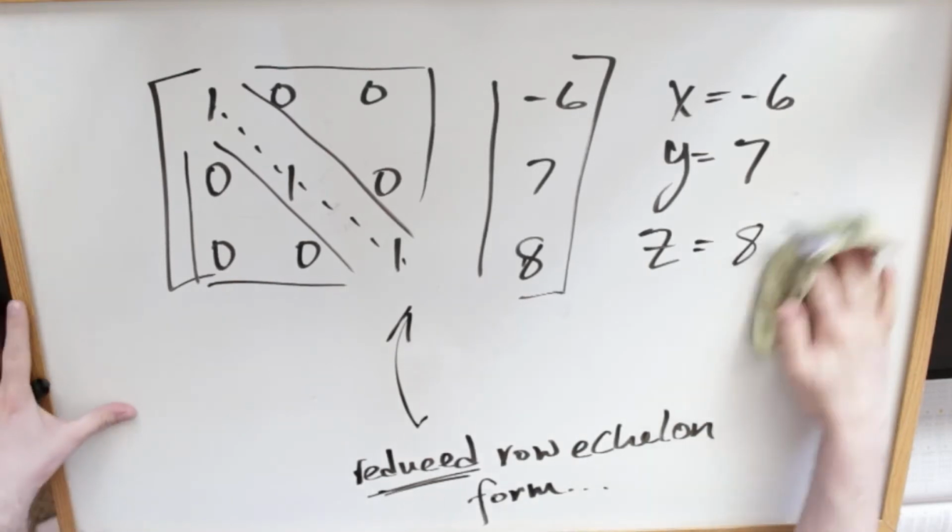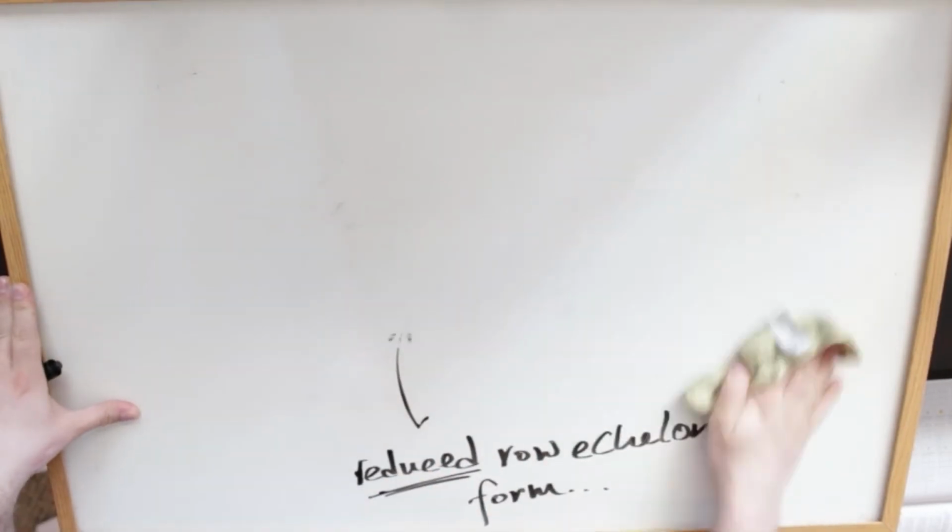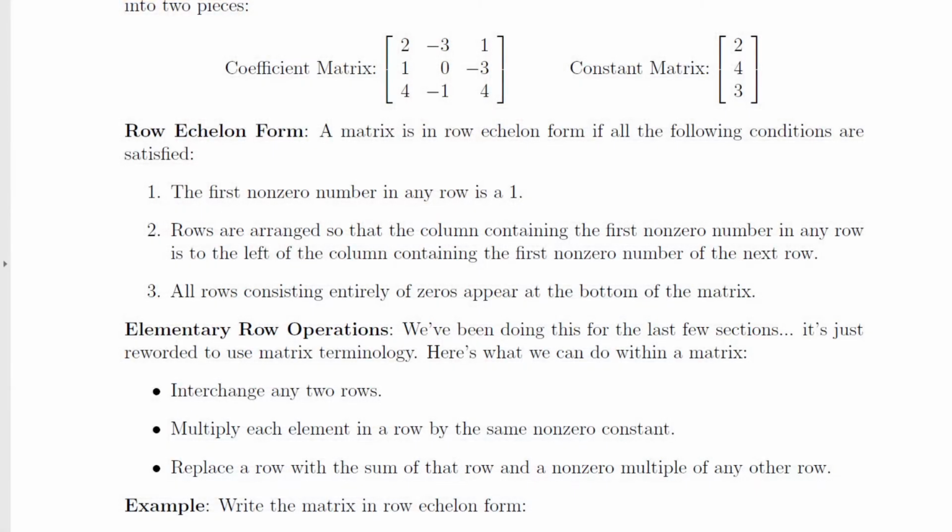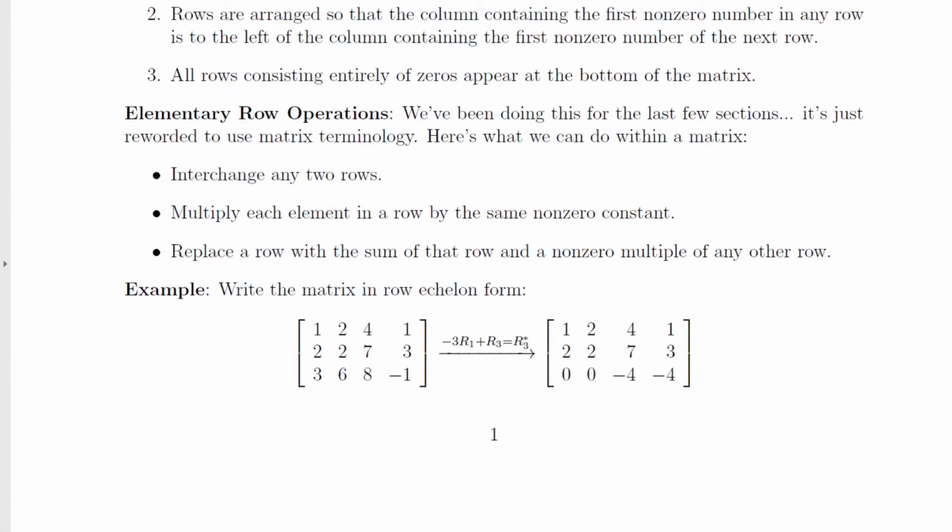So here is what we're going to do. I'm going to go ahead and take a problem, and we are going to work it into a, well, actually, let's just go back to the PDF. I'm kind of jumping around. So here are some of the elementary row operations that we can do. We can change any rows out. We can swap them out if we want. We can multiply each element in a row by the same constant. We can replace a row with the sum of that row and a multiple of any other row.